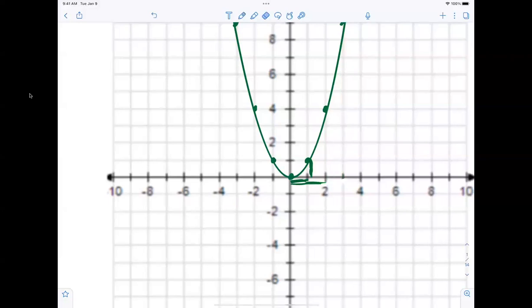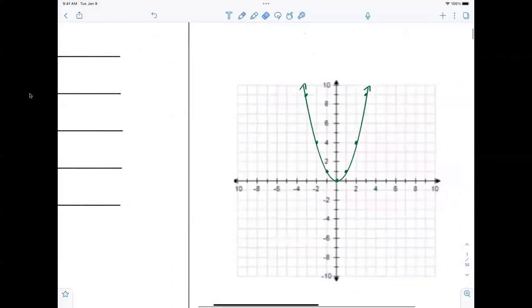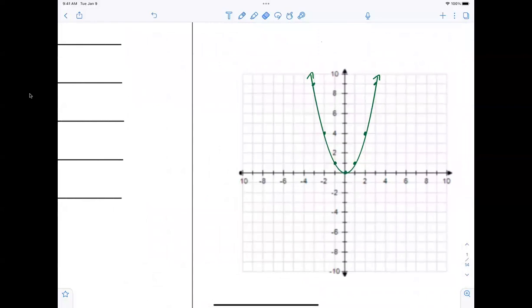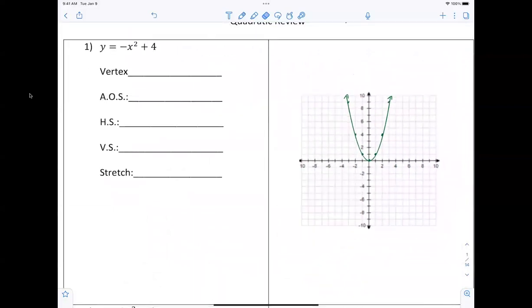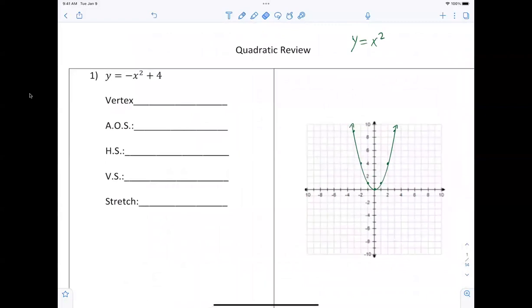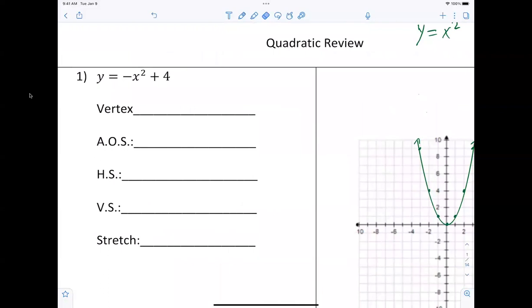So that's called the parent function. They will be referring to that next year for you. That is the graph of the parent function, which basically means it's the most basic form of y equals x squared. Now, again, for the first couple, we're going to have negative x squared plus 4. Does anybody remember what the plus 4 does? That's right. Thank you. That's going to shift it up 4 units.